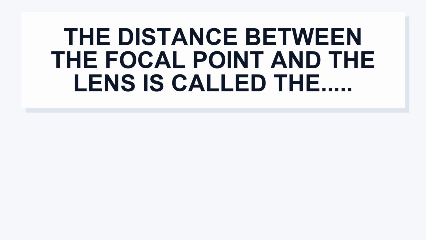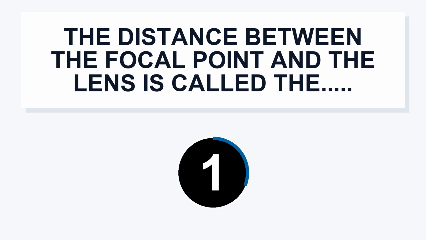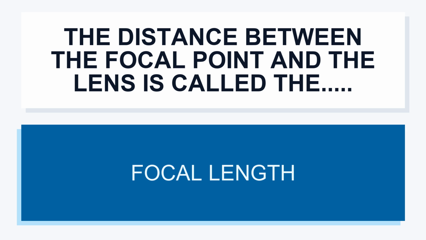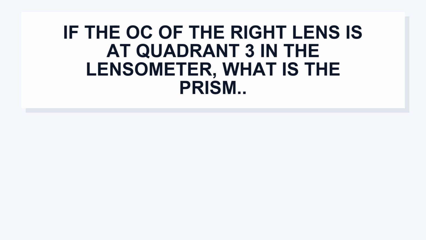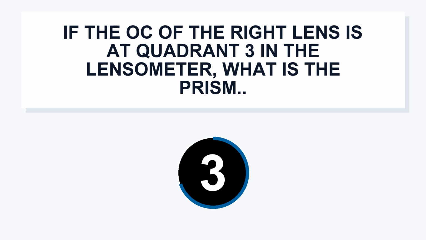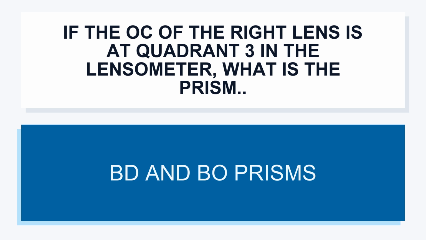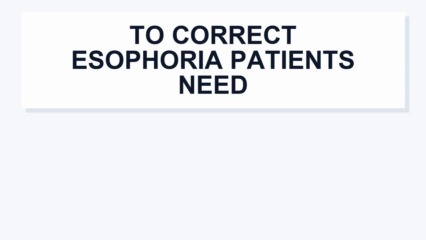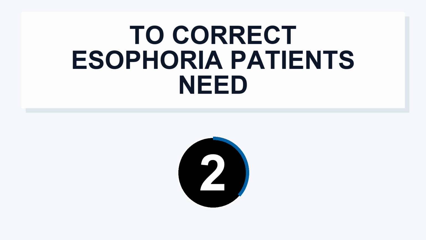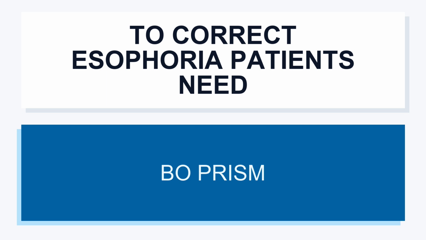The distance between the focal point and the lens is called the focal length. If the OC of the right lens is at quadrant 3 in the lensometer, what is the prism? BD and base out prisms. To correct esophoria patients need base out prism.